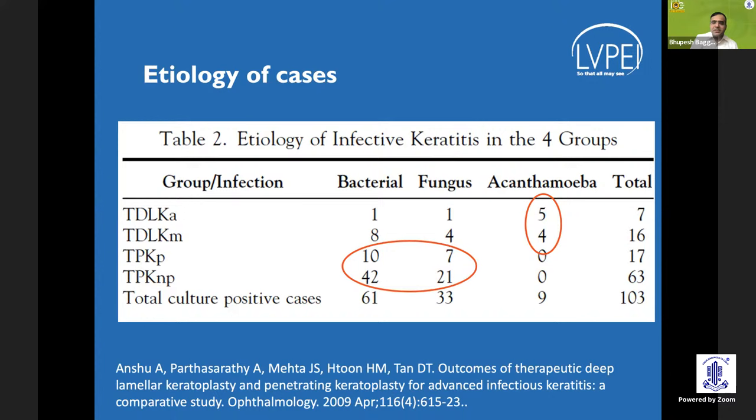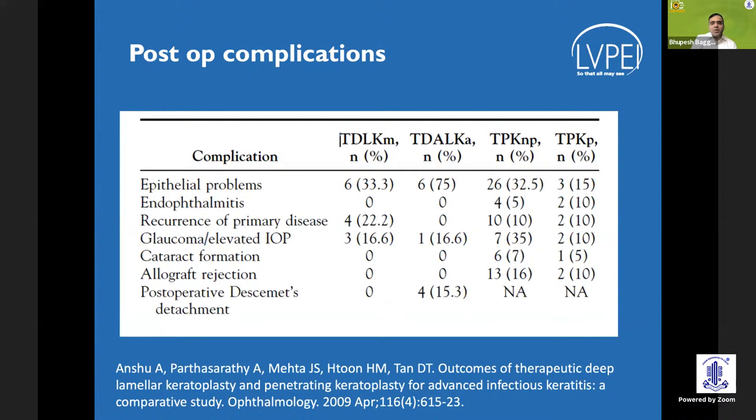Based on that, they said that epithelial problems were almost equal in all the groups, but endophthalmitis is more in the TPK group, as well as glaucoma and cataract formation. Allograft rejection, as we can expect, is much more common in the TPK group, and postoperative DMB attachment definitely should be there in the DALK group only. But the recurrence of primary disease is 22.2%, even in a smaller sample size, so it's not always free of complications.